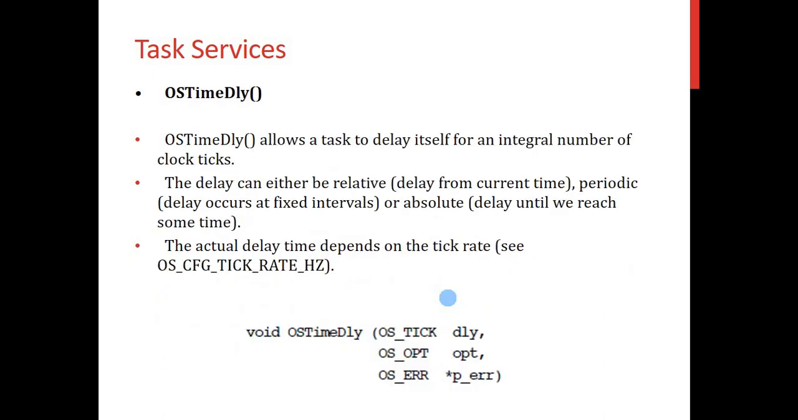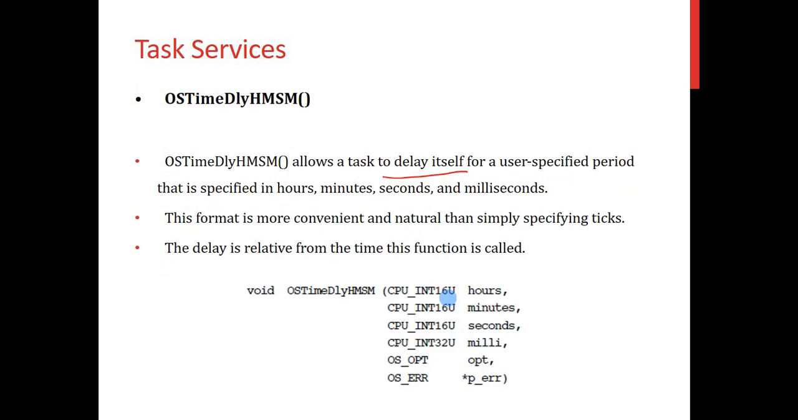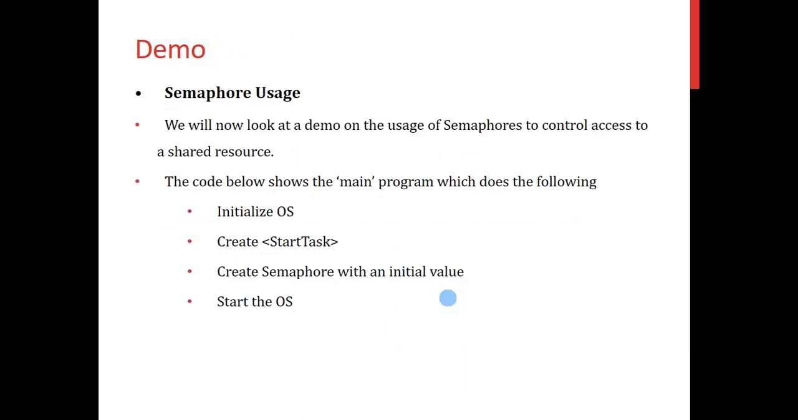There is also an OSTimeDly function. This is in terms of ticks, which can be a bit difficult to handle sometimes, unless you really know what the duration of each tick is within the system. Another more common delay is OSTimeDlyHMSM, which delays in terms of hours, minutes, seconds, and milliseconds. So this provides an easier way to call delay. When you call OSTimeDly, you're actually giving up the CPU in this current task to allow another task to take over and run.